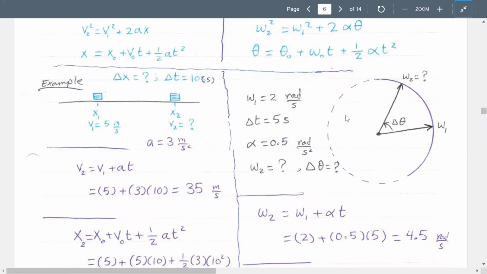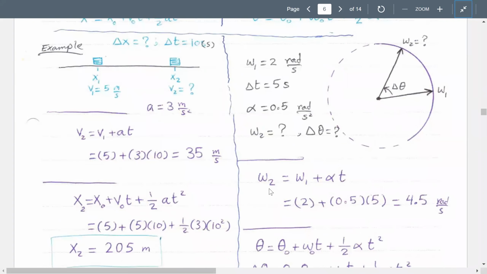Here, we need to find omega 2. Just as we apply here, we need to apply here, where omega 1 is 2, alpha is half, and the time is 5 seconds. If I gave you the same numerical values here, you would put them in, and it is the same. But here I gave you different values. So omega 2 is 4.5 radian per second.